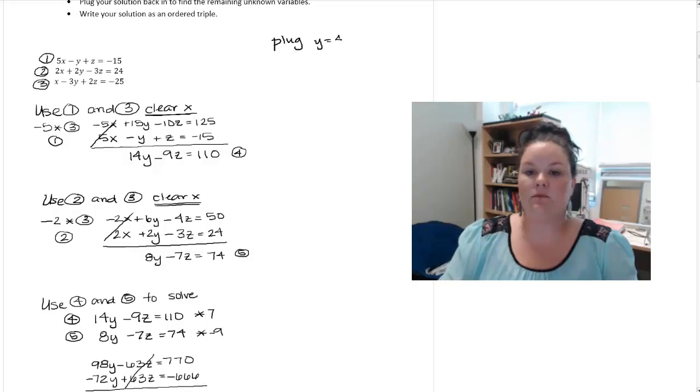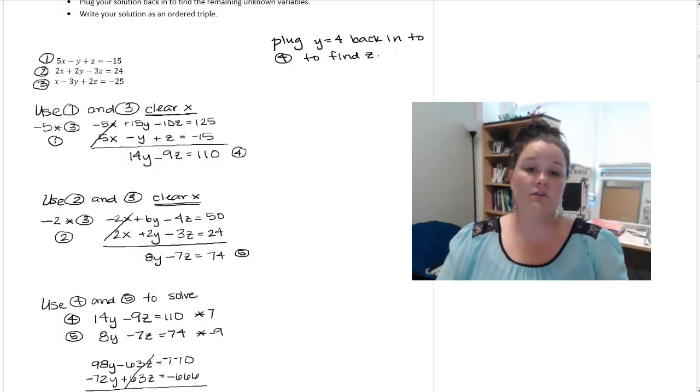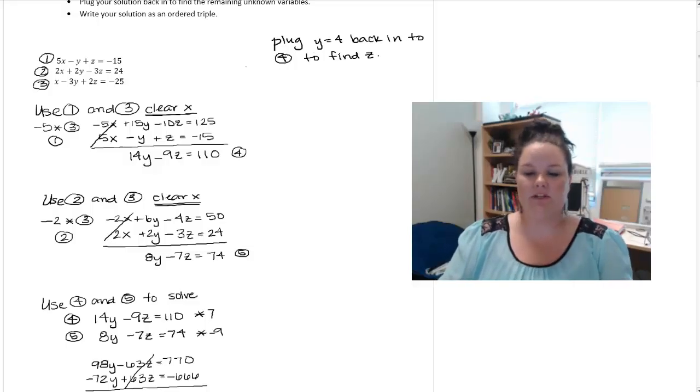So I'm going to plug y equals 4 back in to equation 4 to find z. And you could use equation 5. I'm just picking equation 4 because, well, it's the first one I see. All right, so we're going to do 14y minus 9z equals 110. That's my equation number 4.